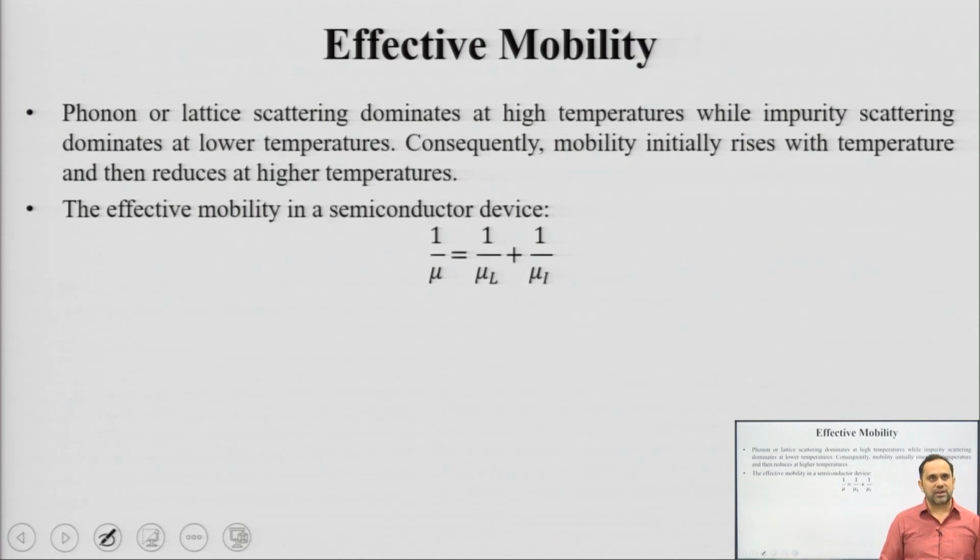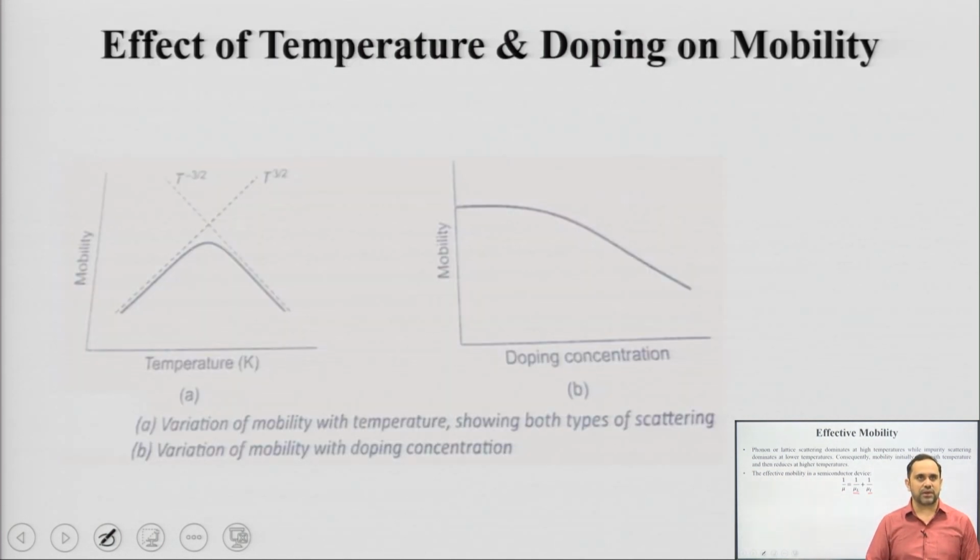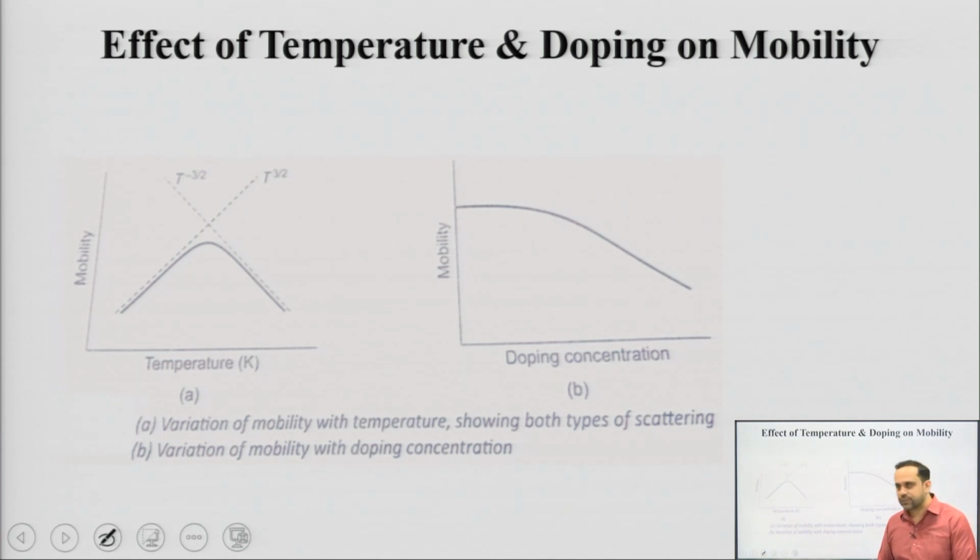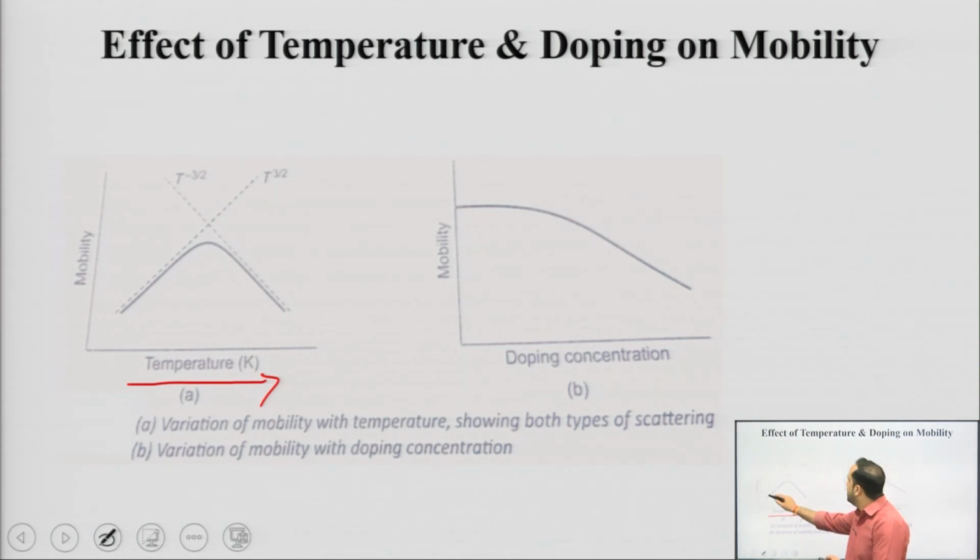Okay. So, the overall effect is that the effective mobility inside a semiconductor depends upon both the mobility due to lattice or phonon scattering and the mobility due to impurity scattering. Okay. Phonon or lattice scattering dominates at higher temperature and reduces your mobility. Similarly, at lower temperature, impurity scattering dominates and mobility is reduced. Okay. And this is the graph which tells you that when temperature increases, mobility initially goes up due to impurity scattering and then it comes down due to phonon scattering.